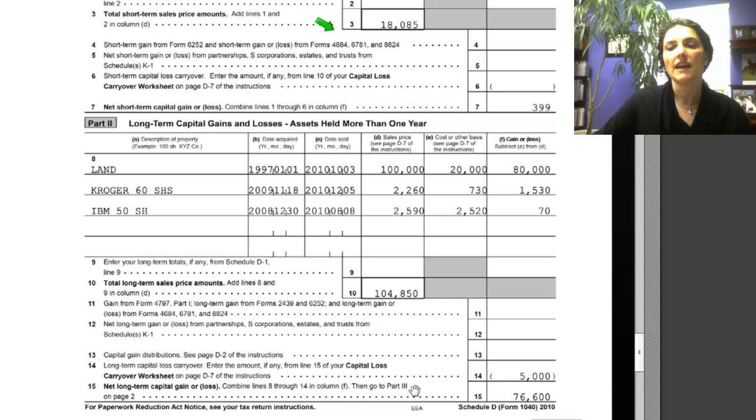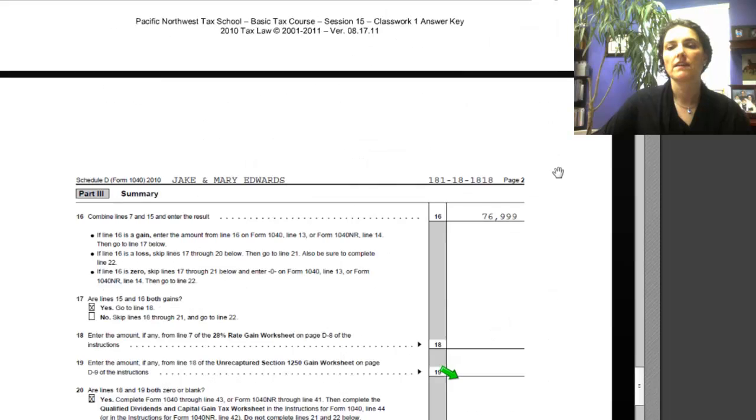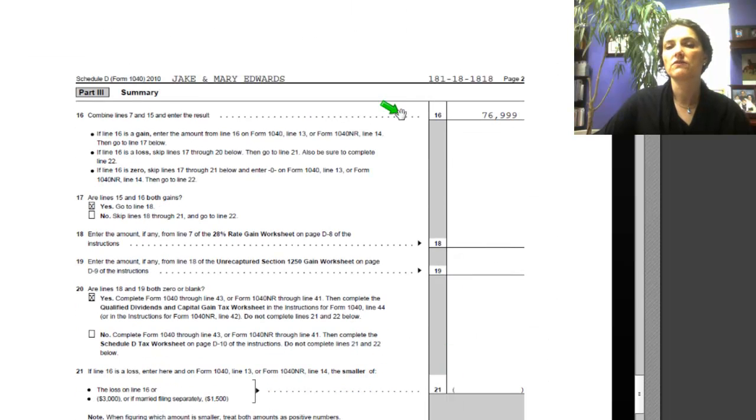We enter the total long-term sales price amounts, and we enter the total short-term sales price amounts. And then on line 14, we need to enter that long-term carryover from 2009 in the amount of $5,000. And finally, we take the amount shown on line 8, we subtract out the amount shown on line 14, and we have our net long-term capital gains to be reported of $76,600. On page 2, we enter the total of the long-term and short-term gain amounts, and they come to $76,919. We will carry that to Form 1040 and enter the total on line 13.